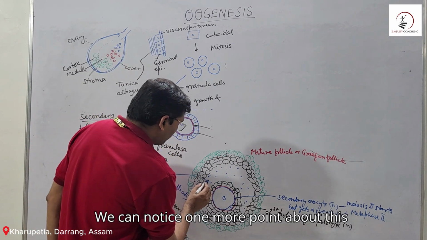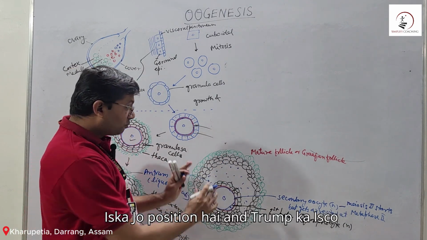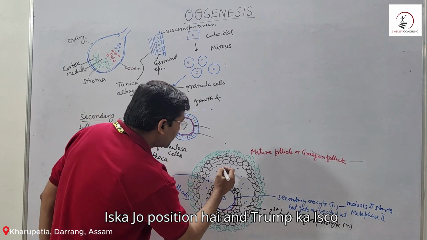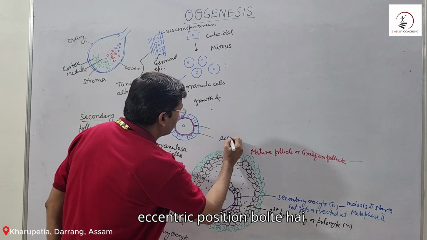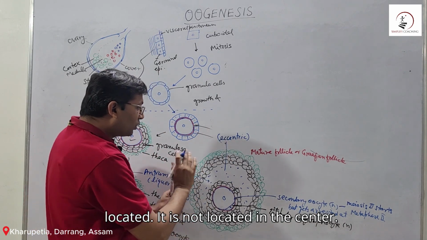We can notice one more point about this antrum, that it is not centrally located. इसका जो पोजीशन है एंट्रम का, इसको एक्सेंट्रिक पोजीशन बोलते हैं. एक्सेंट्रिक. It is eccentrically located. It is not located in the center.